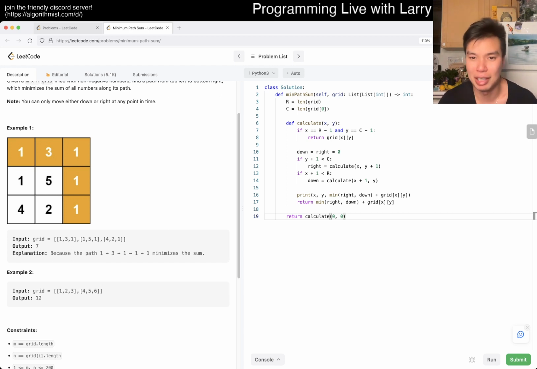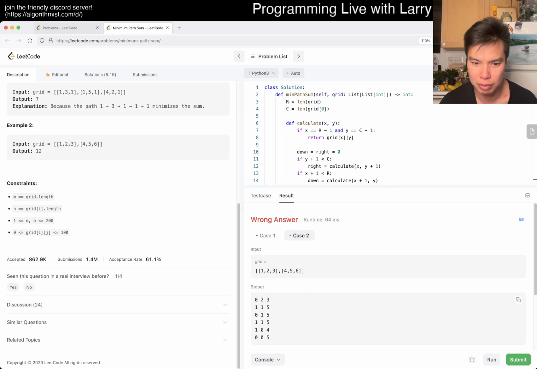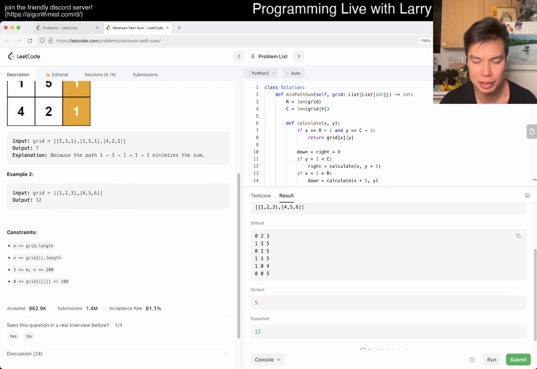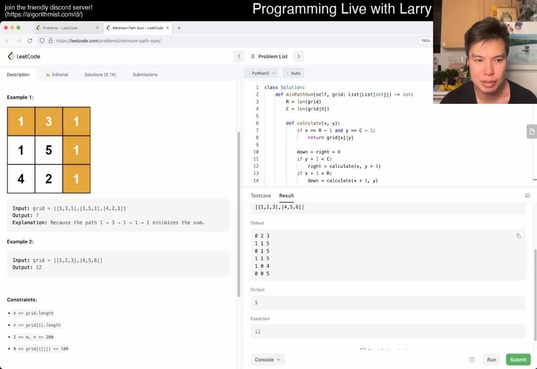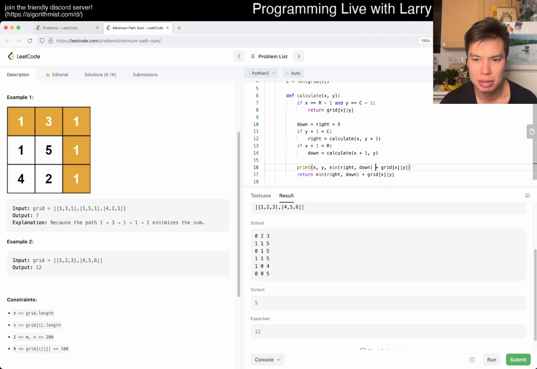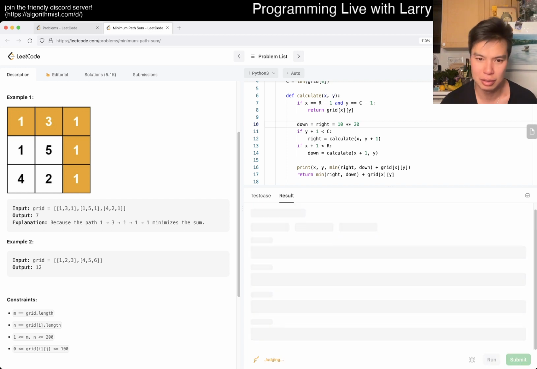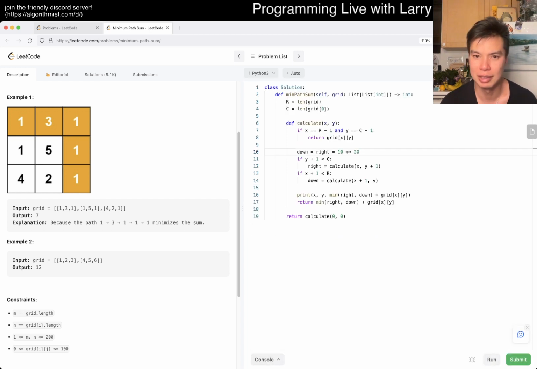Man, this is embarrassing. I'm clearly missing something very silly, but I don't know what is going on. Okay, so with this particular one, 0, 0 is going to be 5. Why? Oh, I'm dumb. This has to be... Okay. I'm very silly.